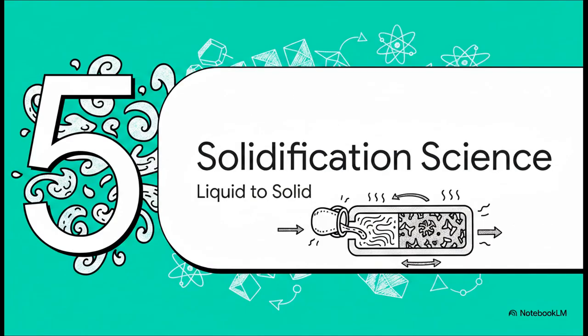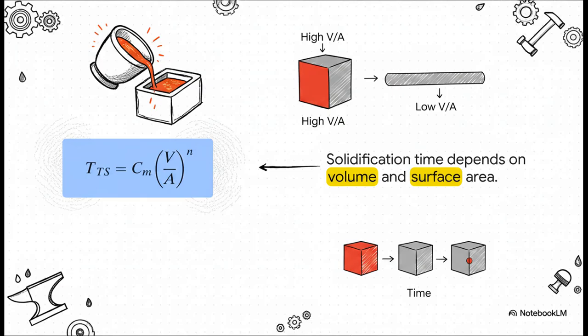All right, slowing things down a bit for Section 5, the science of solidification, transforming from a turbulent liquid to a stable solid. So after the high-energy journey of the pour, the metal finally comes to rest inside the cavity. But figuring out how long it takes to completely freeze isn't just guesswork. It relies on this heavy, foundational, yet brilliantly simple empirical relationship known as Chvorinov's rule.